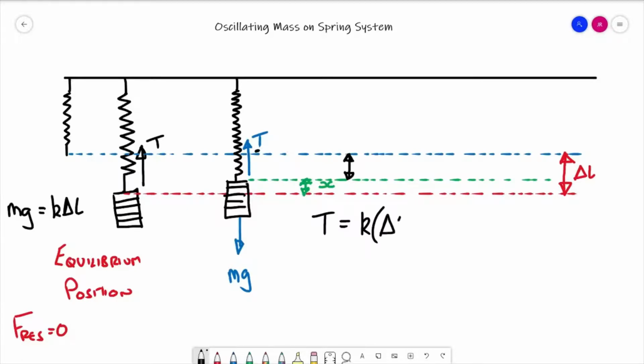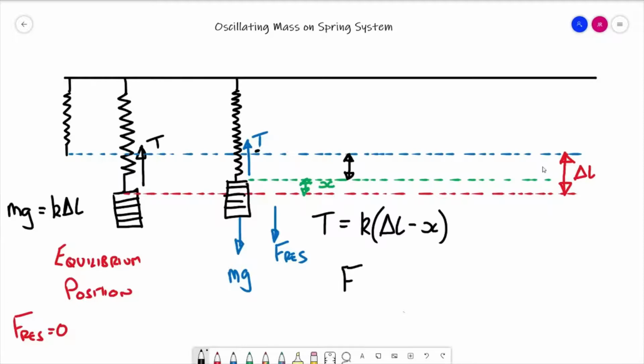So we end up here with delta L minus x. Because then this tension is now less than when we were at the equilibrium position, but the weight mg has stayed exactly the same, we're going to end up with a resultant force, and that resultant force will, hopefully unsurprisingly, be acting back down towards the equilibrium position.